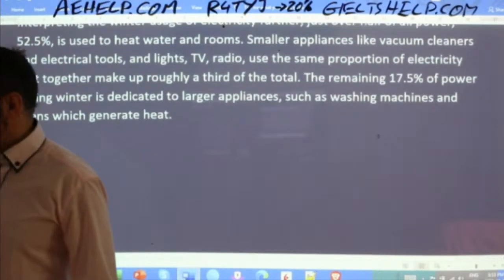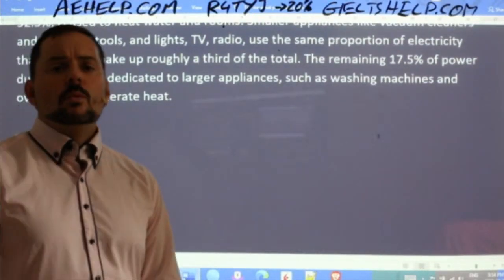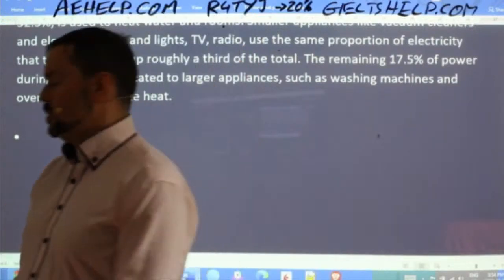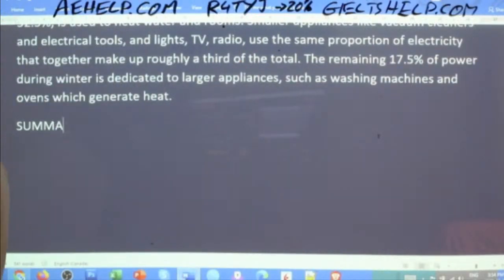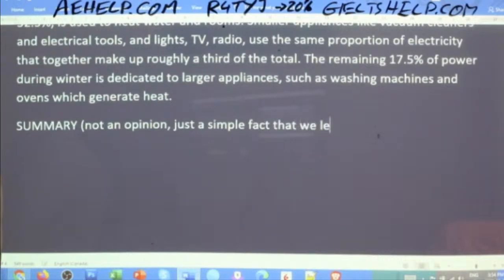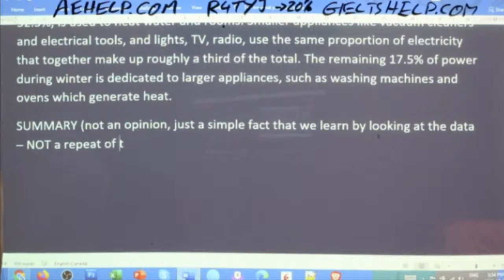All right. So, what can we summarize about this? We should have a bit of a summary here. Now, your summary should not be a conclusion. You're not giving an opinion, okay? So, not an opinion, just a simple fact that we learn by looking at the data. And it's not a repeat of the overview or analysis.